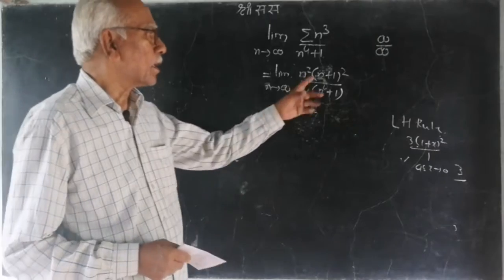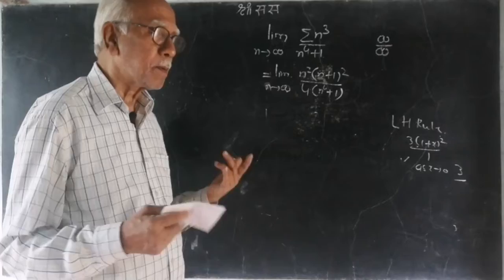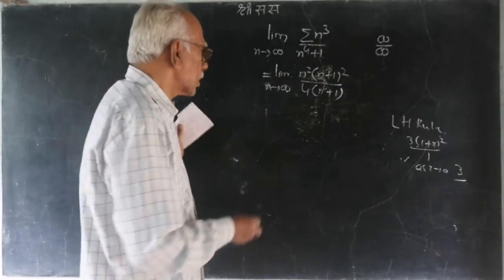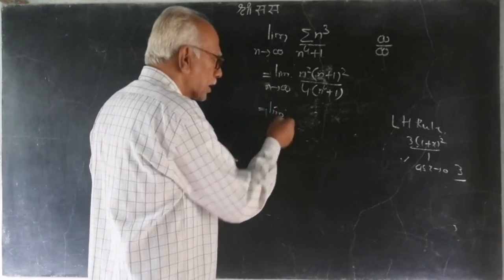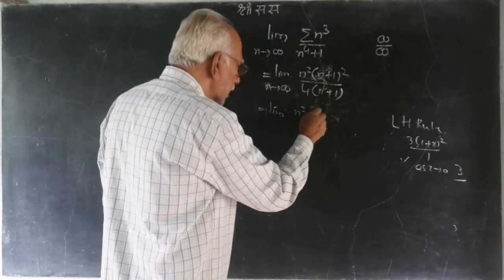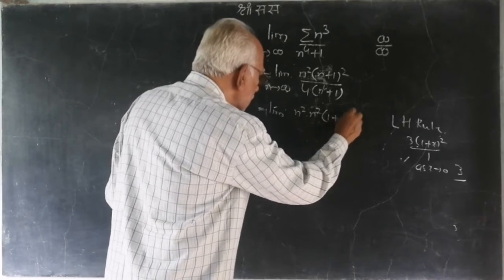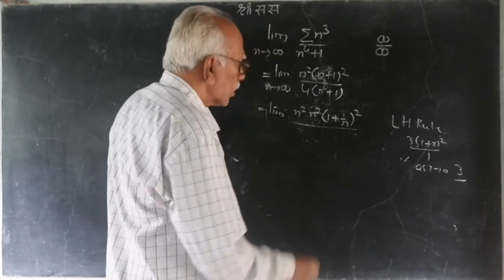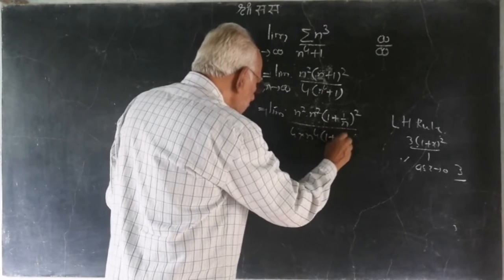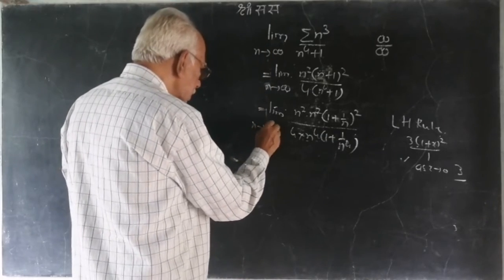So now what is the process here? Taking common and cancellation is the method for infinity by infinity problems. Here we take the highest power common. So n square, if we take n common from this bracket, it will be again n square, and here we will get (1 plus 1 by n) whole square. Here in the denominator, if we take n fourth common, n fourth into (1 plus 1 by n fourth) as n tends to infinity.